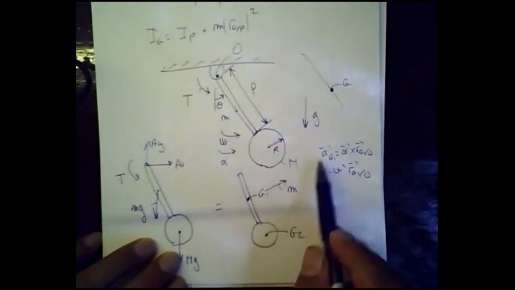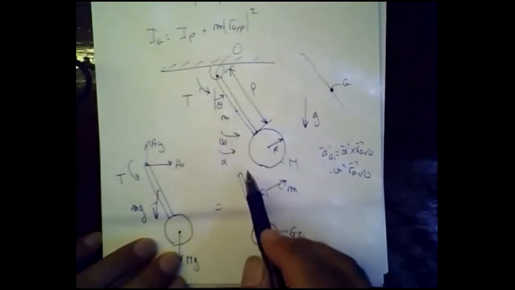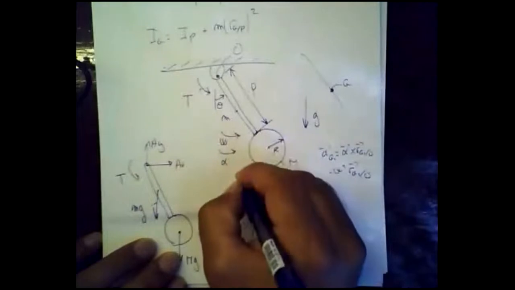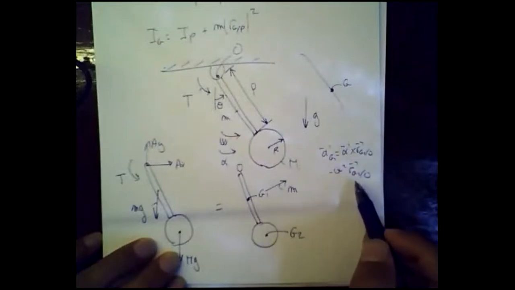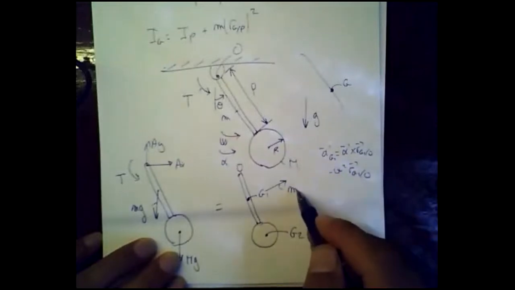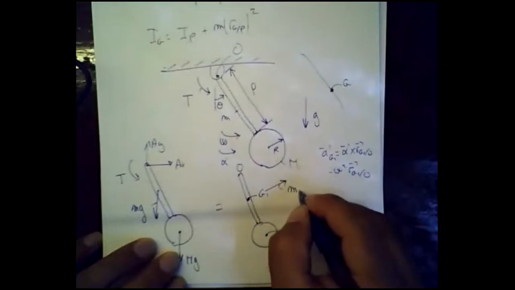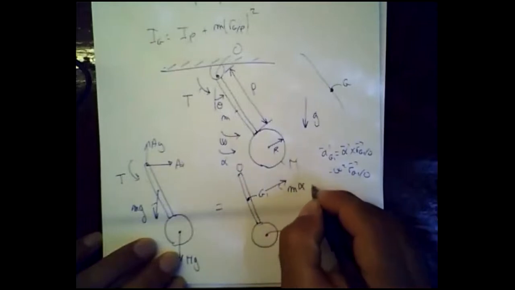You can get the acceleration of point G1 based on the acceleration of point O, okay? This is my point O, right? So I can say AG1 is equal to alpha cross RG1 with respect to O minus omega squared RG1 with respect to O, right? So I'm going to have M alpha multiplied by L over 2. You guys agree? So the first component of that is going to be M alpha L over 2.